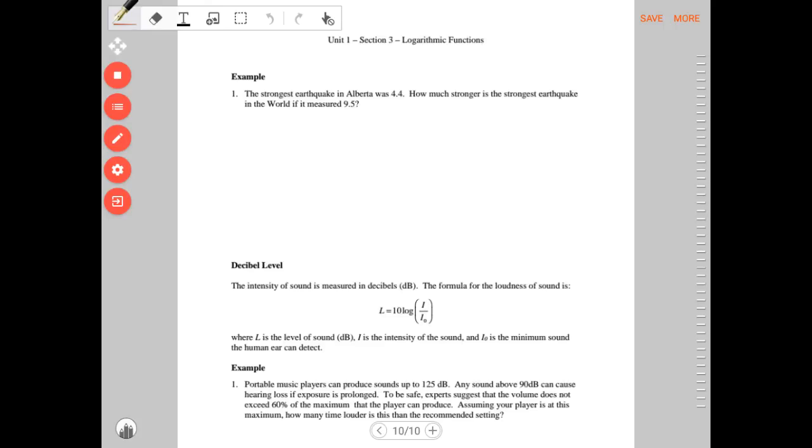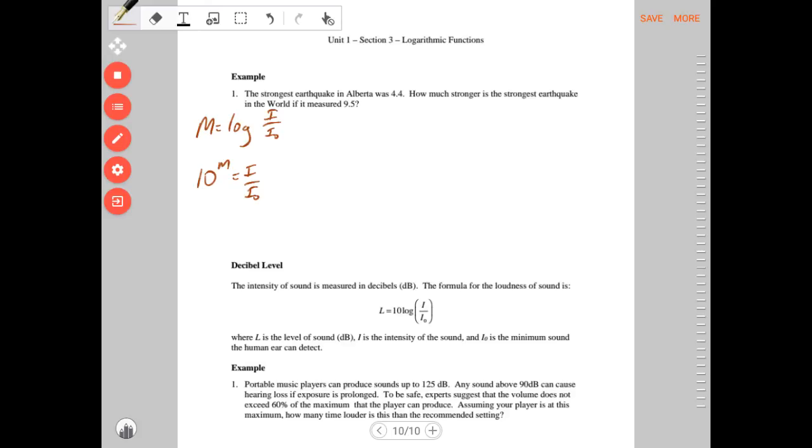The strongest earthquake in Alberta is 4.4. How much stronger is the strongest earthquake in the world if it was measured at 9.5? Okay, here's the idea. The magnitude, or the strength of the earthquake. Here I'll write down that formula: the magnitude was log I over I0. I'm saying that the magnitude was 4.4. Remember, if we convert that, 10 to the M equals I over I0.